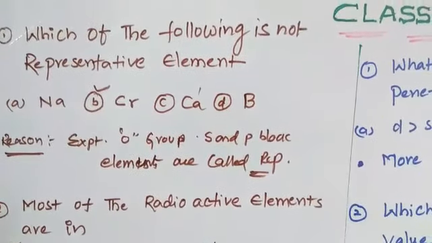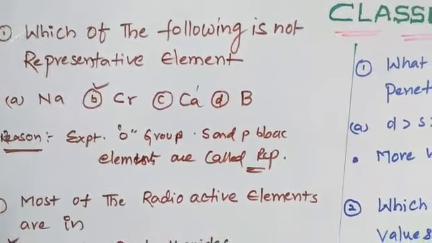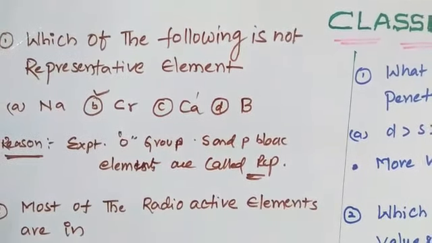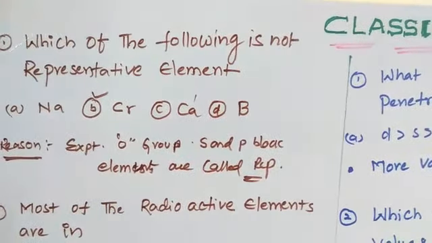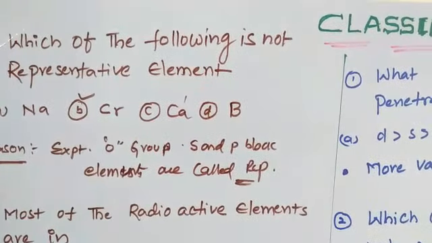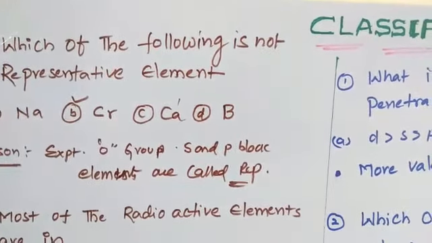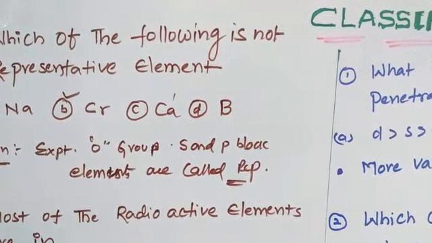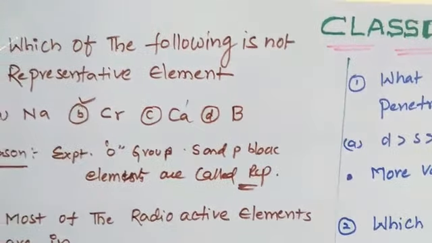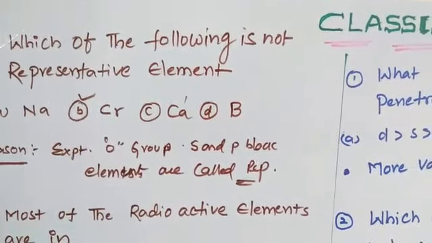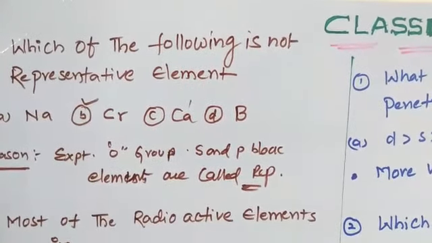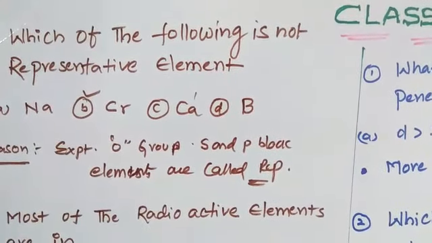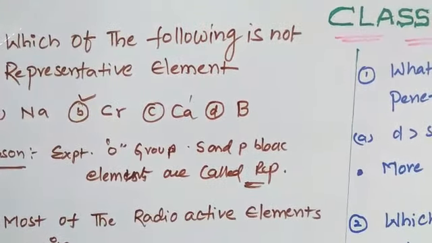Friends, what is the meaning of representative elements? Generally, the periodic table has S block, P block, D block and F block elements. Except zero group elements, the S and P block elements are always called representative elements. So look here, sodium, chromium, calcium, boron is given. Sodium is a representative element because it is an S block element.